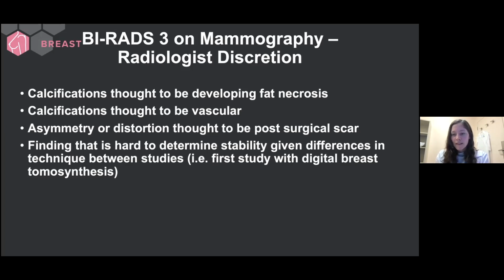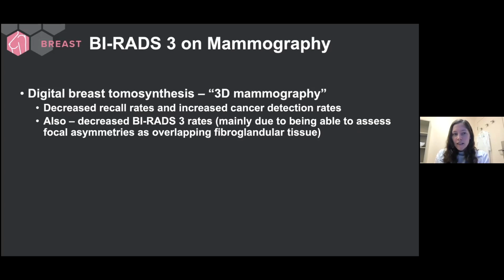And just talking about, I mentioned digital breast tomosynthesis, and I think it's relevant to just spend a minute on it when we're talking about BI-RADS 3. So digital breast tomosynthesis is kind of known as 3D mammography. It's actually reconstructed images that allows us to scroll through slices of the breast. And this has been shown in numerous studies to decrease our recall rates and increase our cancer detection rates.